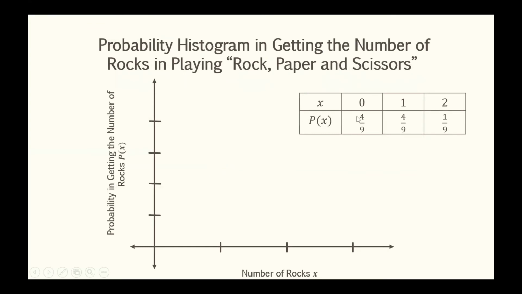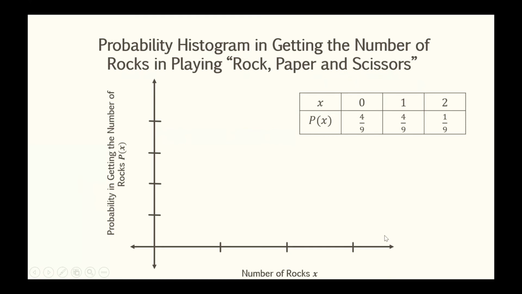In here, we have noted the probability distribution given in the table. And then, if you're going to graph or construct a probability histogram, you need to draw the x-axis as the horizontal line. In here, you have to write the number of rocks or the values of x, and then the y-axis or the vertical axis for the probability in getting the number of rocks, or the symbol P of x. For the number of rocks in the table, we have 0, 1, 2.